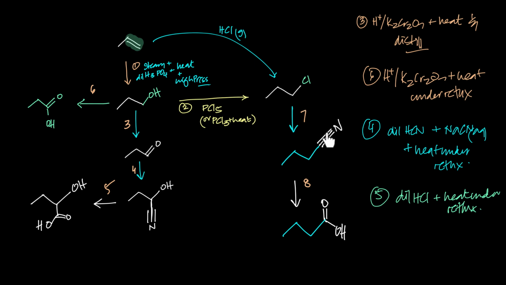And number 7 was simple. You replace a halogen with CN. What would you need for number 7? You need either KCN in ethanol or NaCN in ethanol, heat under reflux. And 8 is exactly the same thing as 5. So 8 and 5 are the same conditions. Hydrolysis of a nitrile, which is CN, becoming COOH.